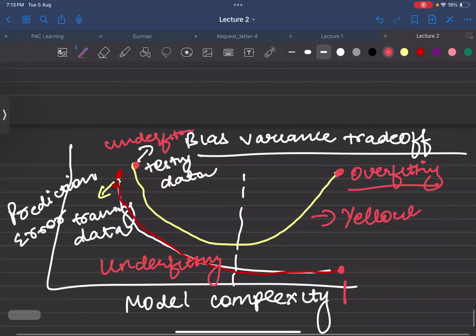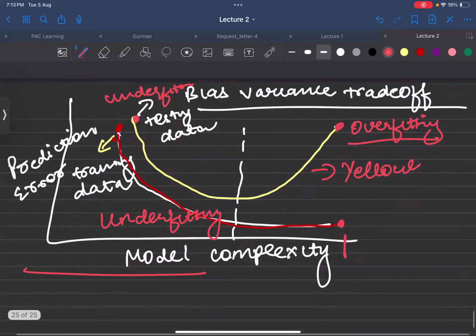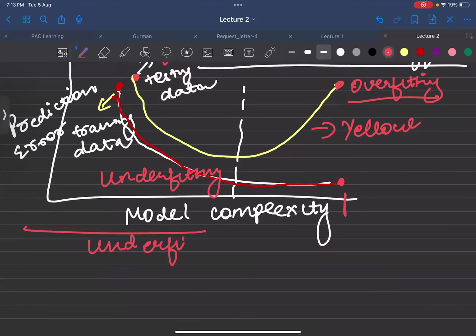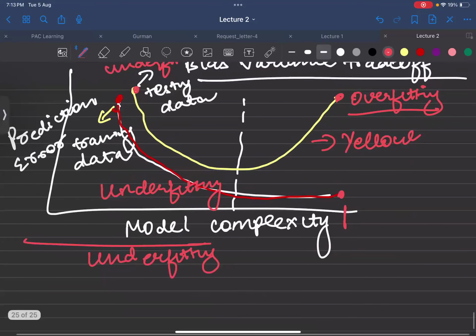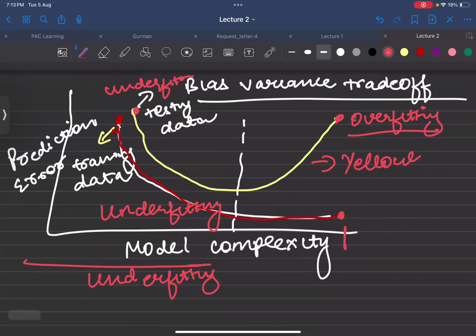The error is more, but in training data, obviously the error will be less in the overfitting case. This left hand side is underfitting. Whether training or testing, the error will be large in training data, obviously. And in the overfitting case, in training data the error will be less, whereas in the testing data the error will be more. Are the things clear? Yes, ma'am. Anyone having doubt, I think?